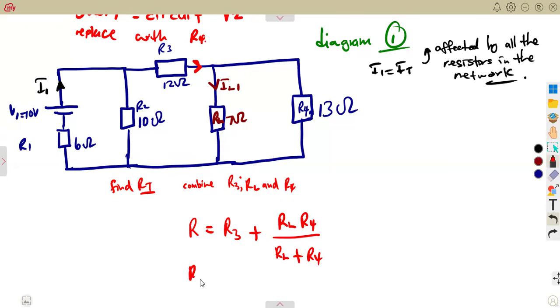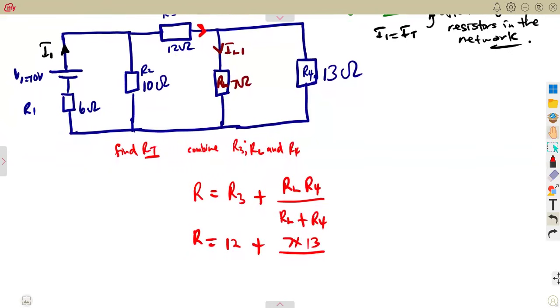We just need to combine this, which you can work the way that you understand them. So that is going to be 12 plus these two, product over sum there, that's 7 times 13 over 7 plus 13. If you combine, that was going to give us 16.55 ohms. So this is not the total resistance. This is the resistance after combining R3, RL, and R4.